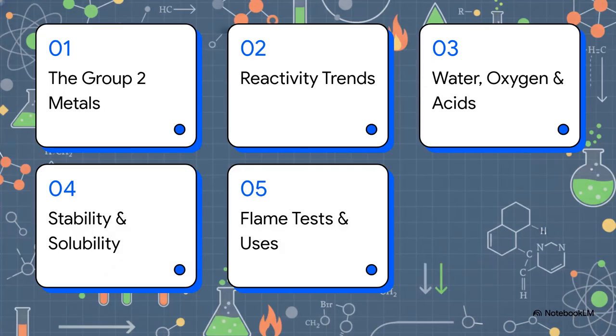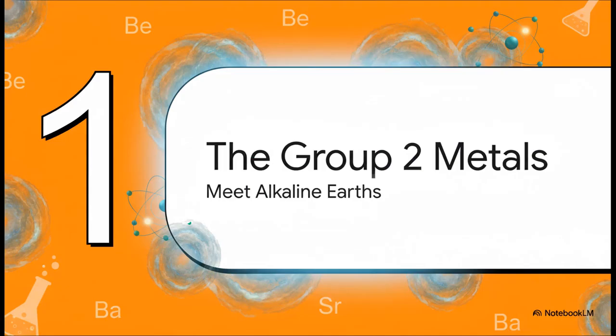Here's our quick roadmap for today. We'll start with the group 2 metals themselves, explore their reactivity trends, watch them react with water, oxygen, and acids, dive into those tricky stability rules, and then finish up with some incredibly cool flame tests. All right, section 1, the group 2 metals. Let's meet the alkaline earths.